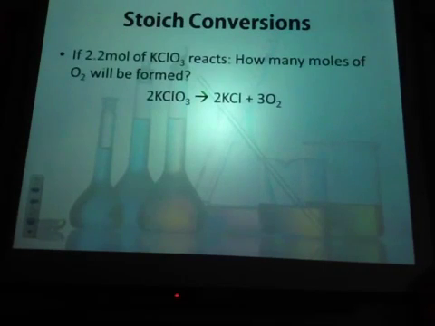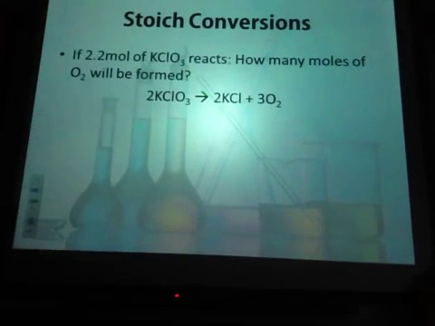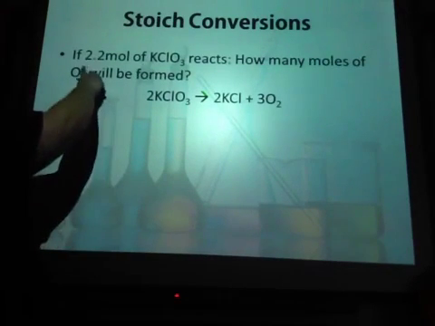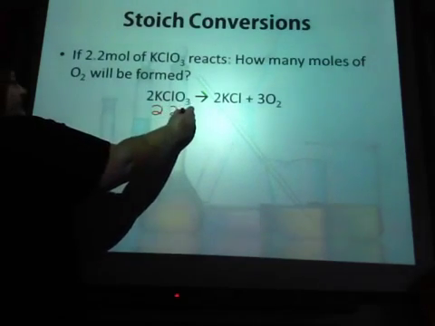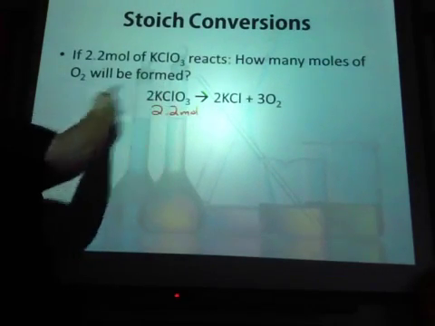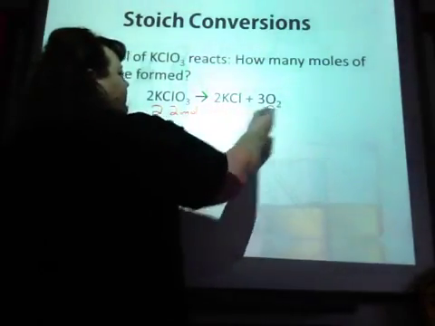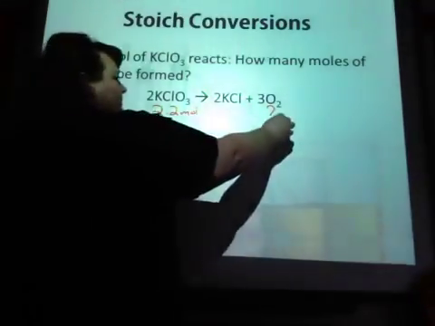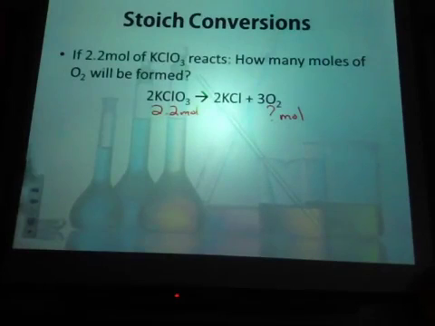When I come across a problem, I always like to write what I am given and what I need to find underneath my equation. So I'm given 2.2 moles of potassium chlorate. I'm given this substance, so I usually write it underneath what it is. And I need to find moles of oxygen. This is my unknown. I need to go to oxygen, and it needs to be in moles. So I'm going from moles of one substance to moles of another.